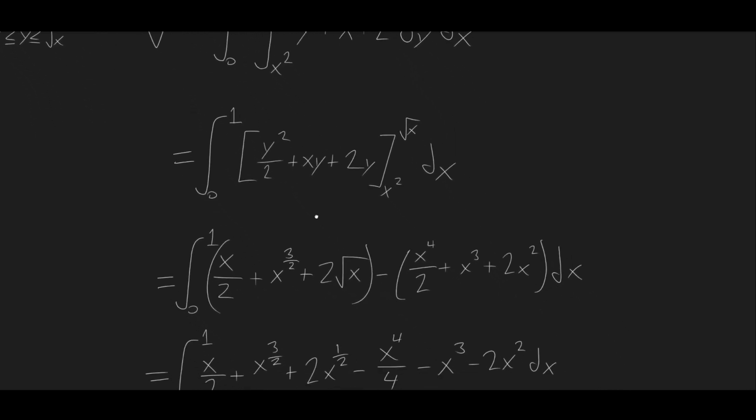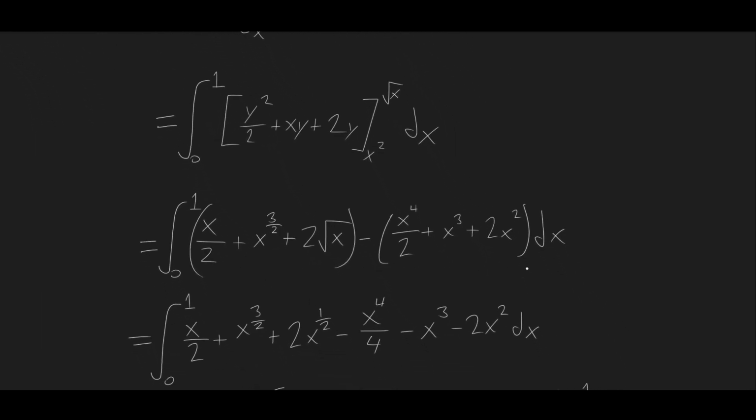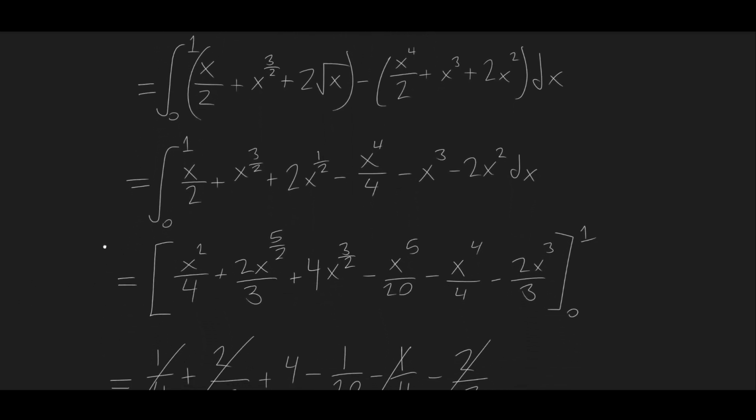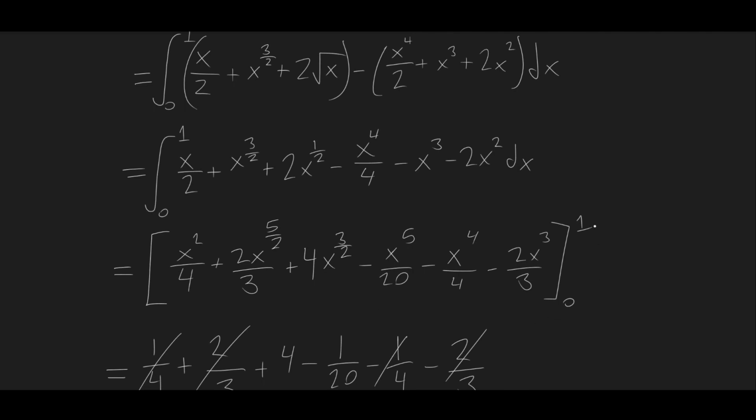So when we do, we get this. It seems a little long, but it's pretty easy because this is just a big polynomial, and some of the stuff ends up canceling. So we find that we have the integral from 0 to 1 of x over 2 plus x to the power of 3 over 2 plus 2x to the power of 1 over 2 minus x to the power of 4 over 4 minus x cubed minus 2x squared dx. And when we take the integral, we get this, and we have to evaluate it from 0 to 1.